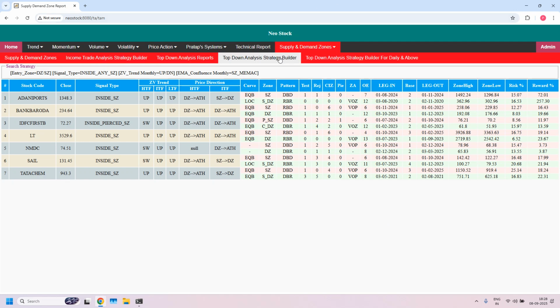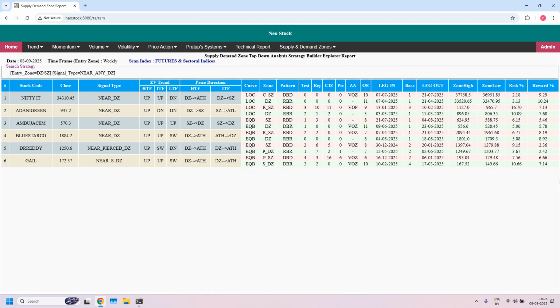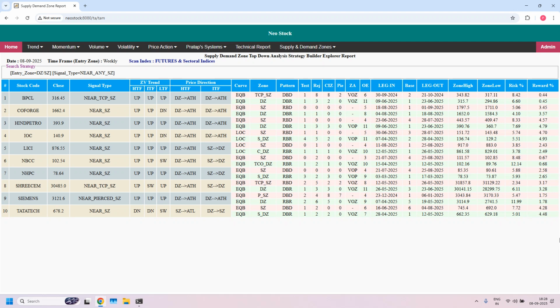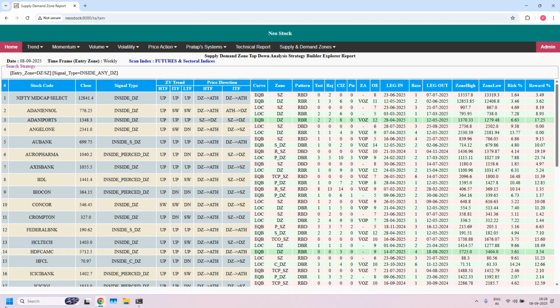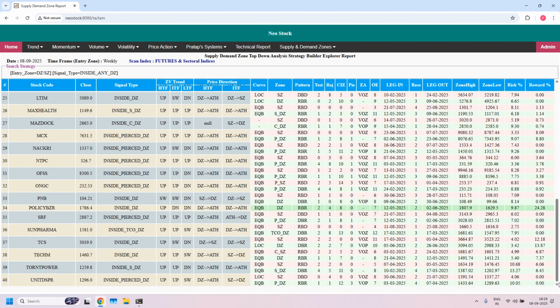Okay, next time frame is weekly. Stocks near to the weekly demand zone, we got 6 stocks. Next, stocks near to the weekly supply zone, we got 10 stocks. Next, price closed inside the weekly demand zone. First 16 stocks in the list. Scrolling the list down. Total 40 stocks are filtered.